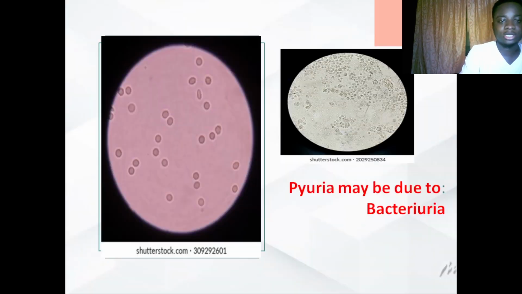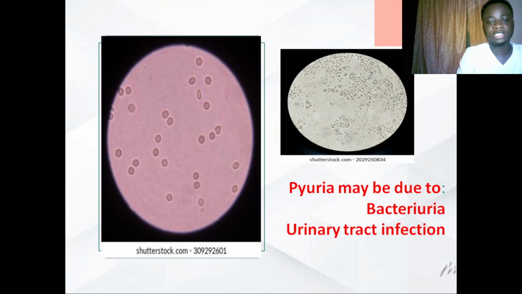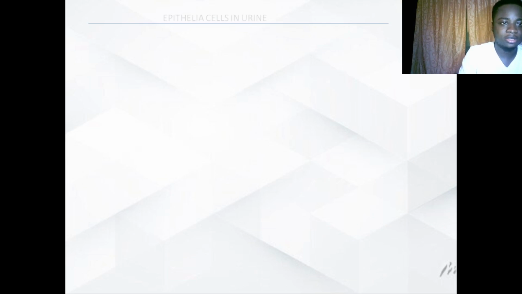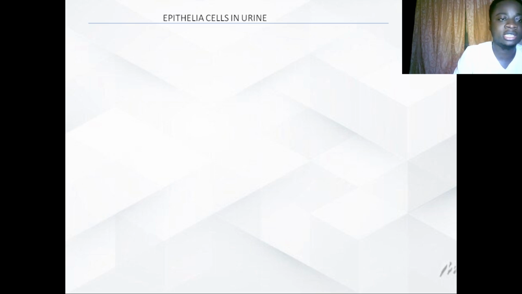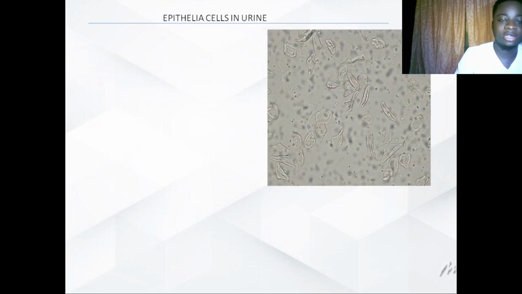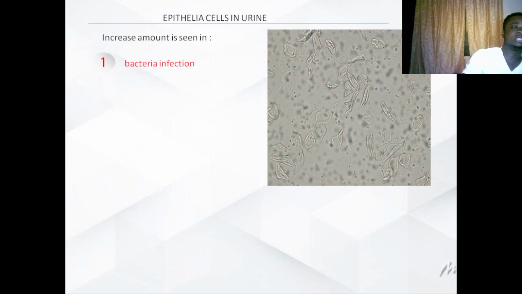So pus cells can be due to bacterial infection, urinary tract infection. Then epithelial cells in urine. In what condition will you see epithelial cells in urine? This is a clear picture of epithelial cells. This is a squamous cell, very nice, with its nucleus. An increased amount of epithelial cells in urine is seen in bacterial infection. So if you see a high level of epithelial cells, it's possibly due to bacterial infection.